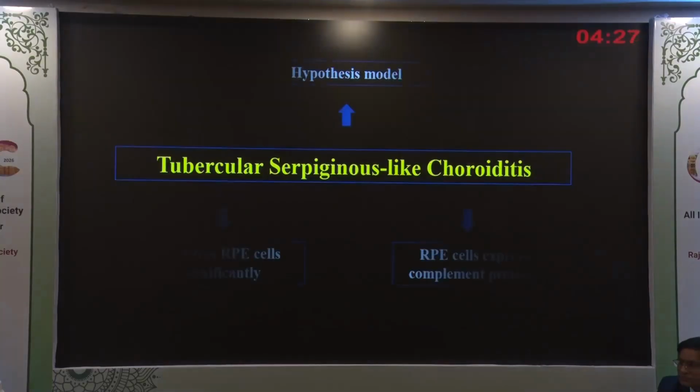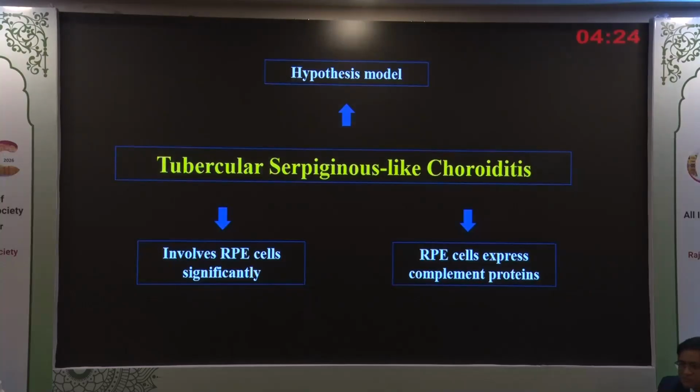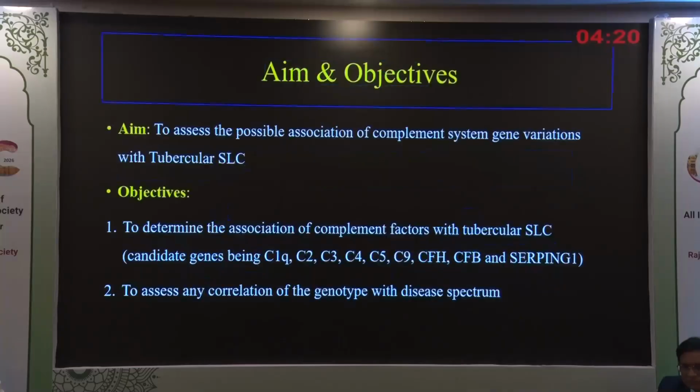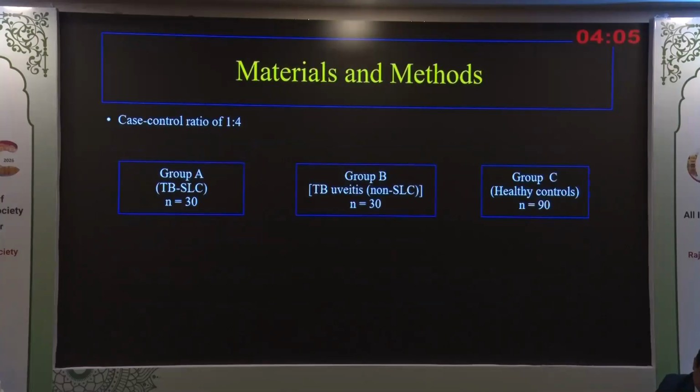So with this hypothesis model and the fact that TB SLC involves significantly the RPE, which in turn expresses complement proteins, we conducted this study with the aim of assessing the possible association of complement system gene variations with TB SLC as the first objective, with the candidate genes as listed, and to assess any correlation of the genotype with the disease spectrum as the second objective. To maintain a case-control ratio of 1:4 for genetic studies, we enrolled 30 patients in group A with TB SLC, 30 patients in group B with TB uveitis other than SLC, and 90 healthy controls in group C.